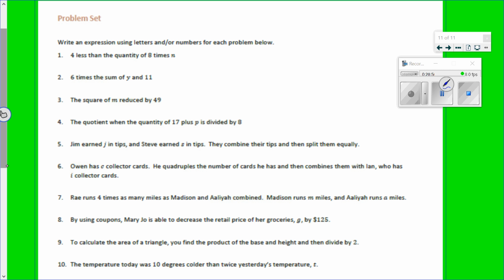Okay, write an expression using letters and or numbers for each problem. Pretty straightforward, guys. All you gotta do is write them out. Any questions? My thing is conveniently and mysteriously done. I don't doubt.